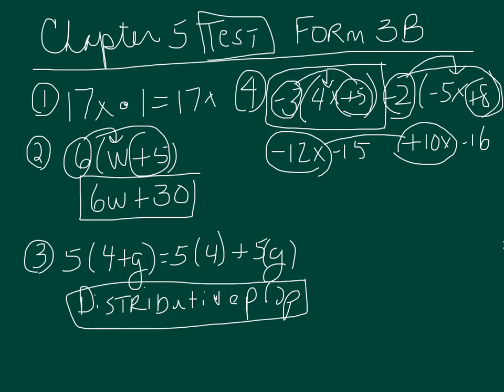A negative 12x plus a 10x, those are different signs. You're going to subtract them, and you're going to get 2x. And it's going to be negative because 12 takes that sign. And then we can also combine all numbers. Negative 15 and a negative 16 are the same sign, so you're going to add them up, and you're going to get 31. And it's negative. So box that in.